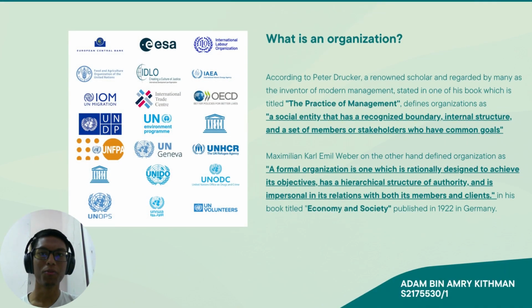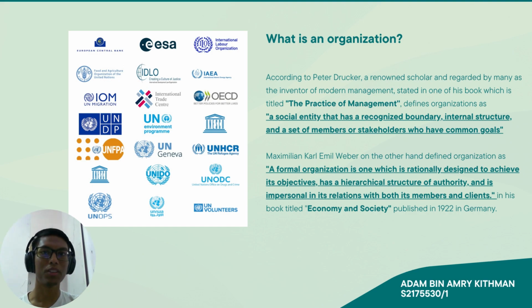All right. So before we can dive in further into what characteristics an organization has, we must first understand what an organization is. According to one of the scholars in modern management, Peter Drucker, also often referred to as the father of modern management, an organization is a social entity that has a recognizable boundary, has an internal structure, and a set of members, or stakeholders, who have common goals.